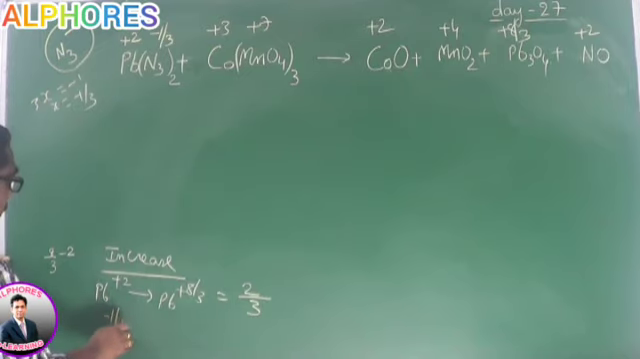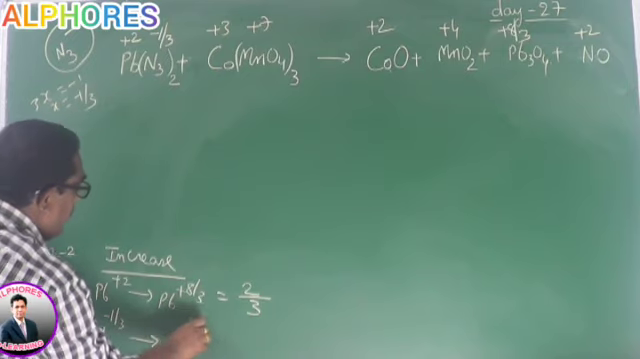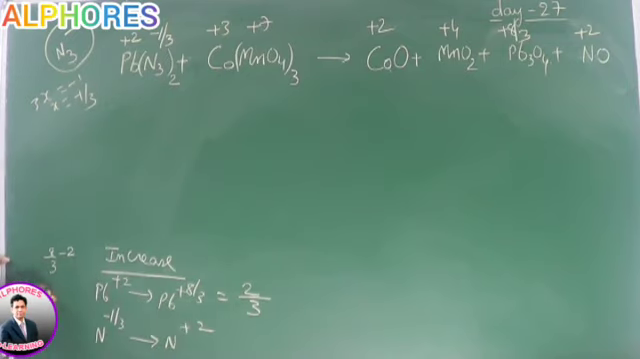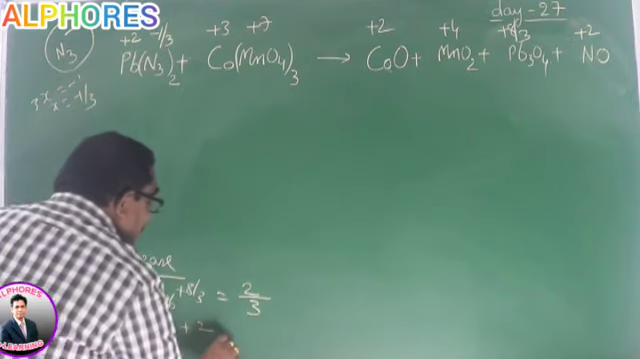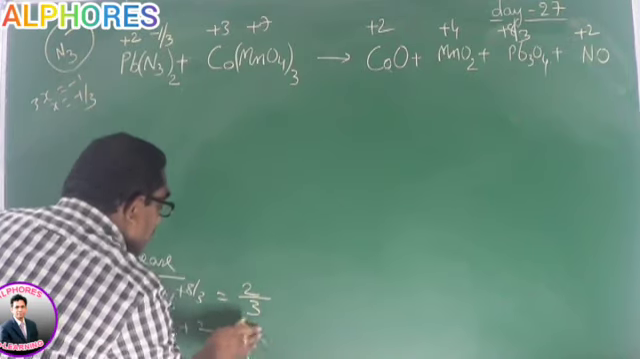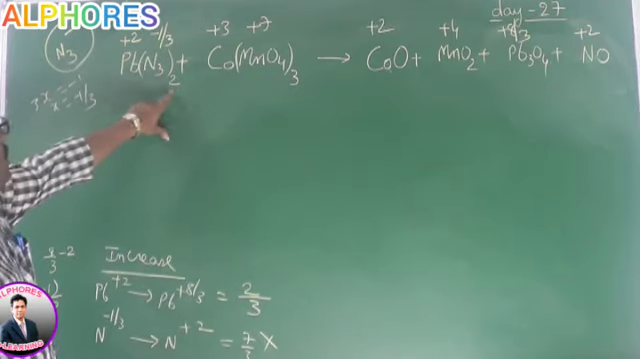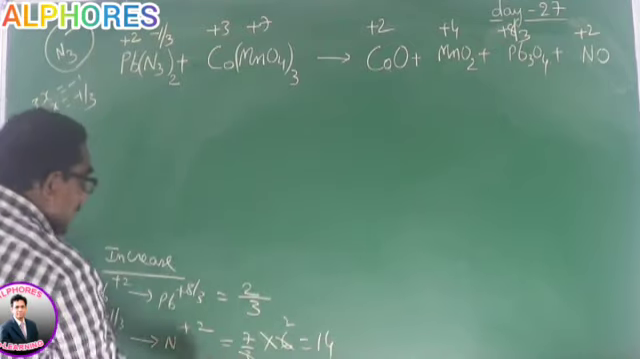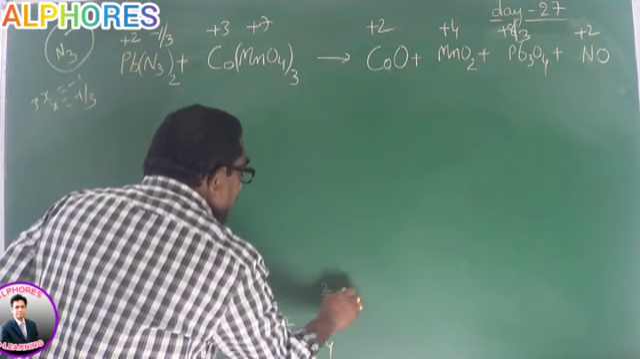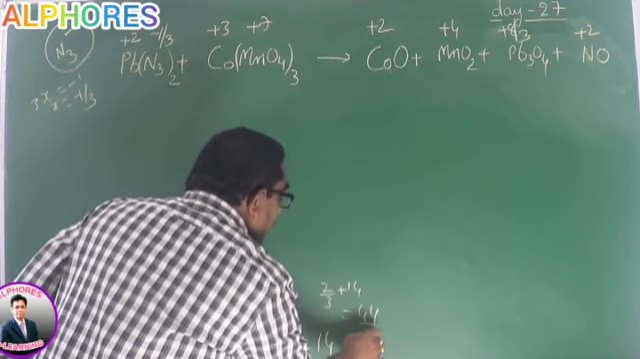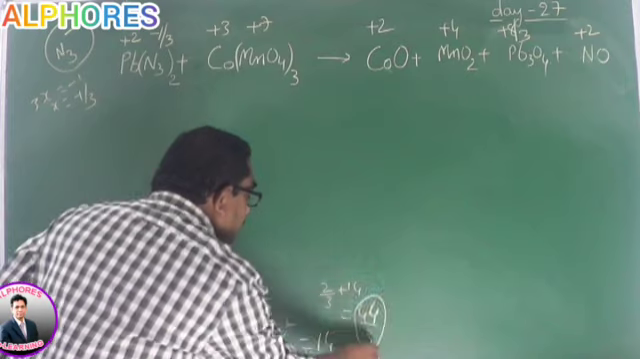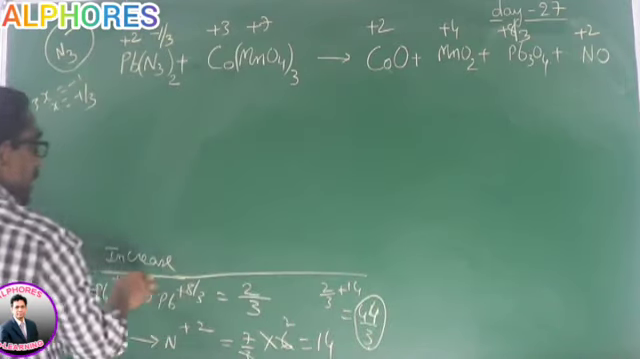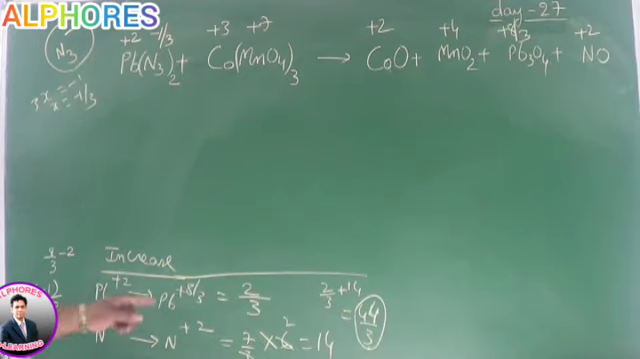Nitrogen from -1/3 to nitrogen +2. Change: 2 minus (-1/3), that is 2 plus 1/3, that is 7/3. For 1 nitrogen it is 7/3; how many such nitrogens are there? 6. So total it is 14. So total increase now is 2/3 plus 14, that is 44/3. This total increase is 44/3.